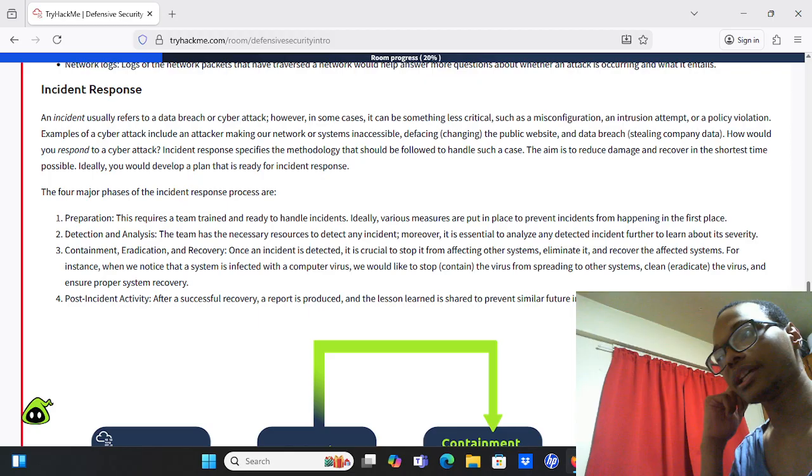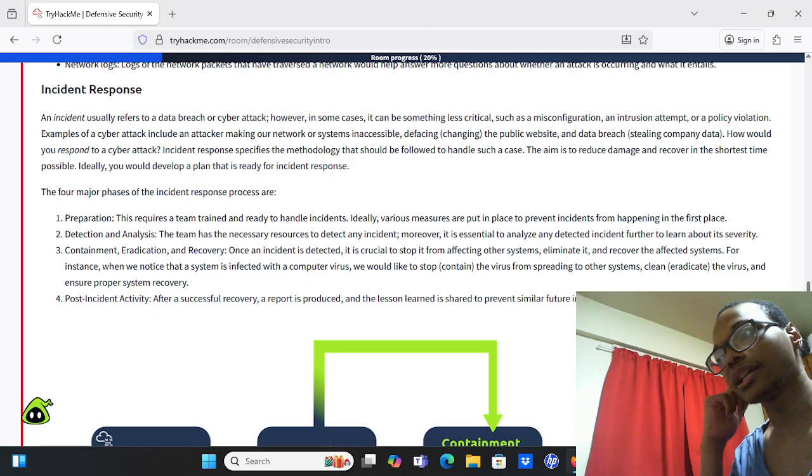Containment, eradication, and recovery. Once an incident is detected, it is critical to stop it from affecting other systems, eliminate it, and recover the affected system. For instance, when we notice that a system is infected with a computer virus, we would like to stop the virus from spreading to other systems, clean the virus, and ensure proper system recovery.